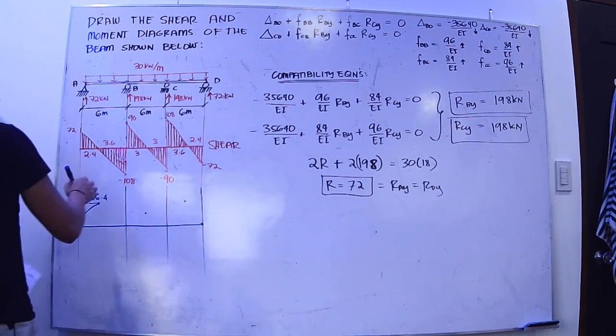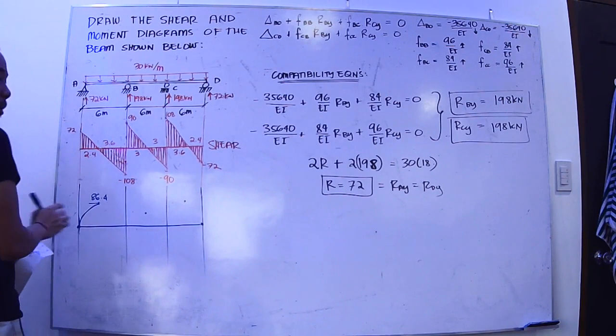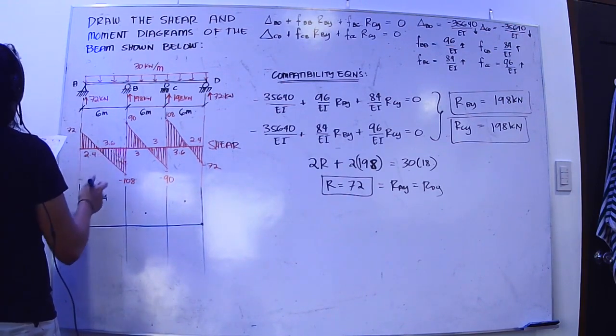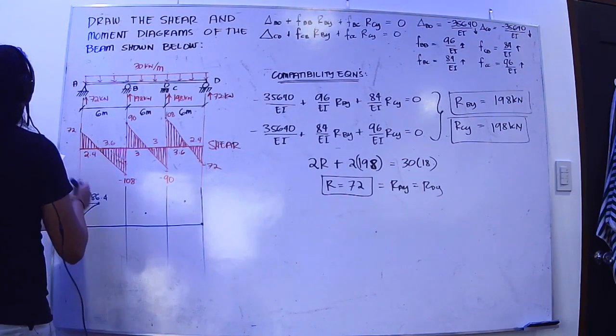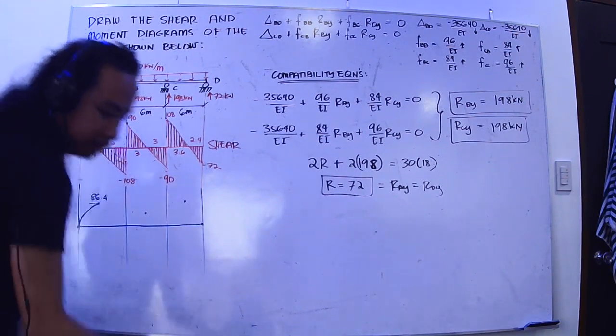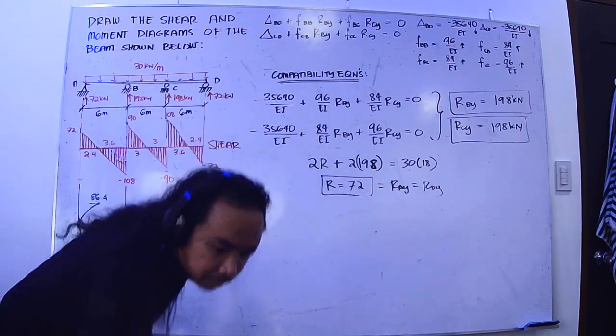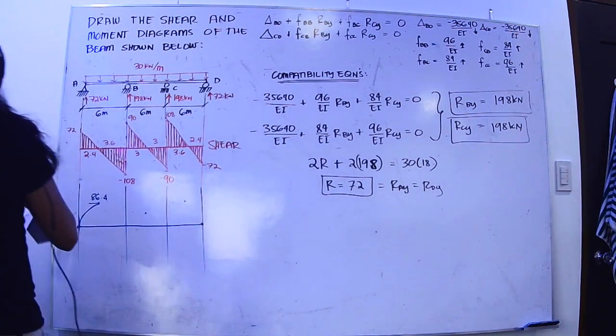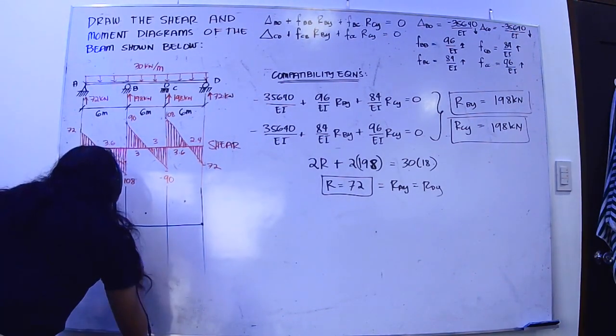Okay. Area, 1/2 of 108 times 3.6. That should be equal to a certain number. Add the 86.4. Check lang. Okay. That should be negative 108. Right? So there's a negative 108.